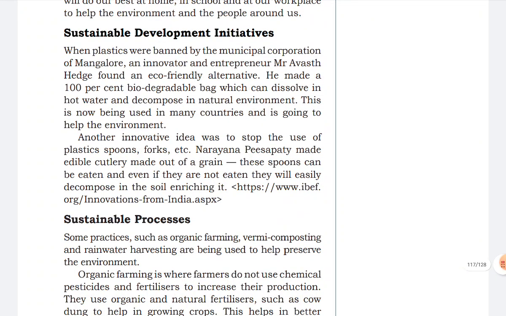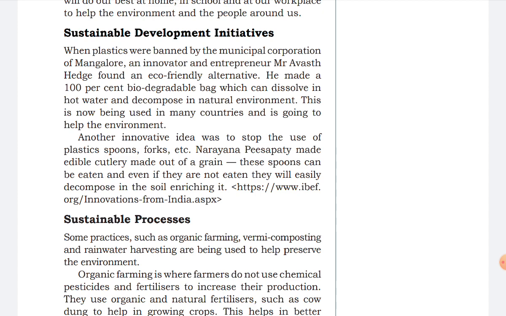Sustainable Development Initiative. When plastics were banned by the Municipal Corporation of Mangalore, a city in Karnataka, an innovator and entrepreneur, Mr. Avast Hedge, found an eco-friendly alternative. He made a 100% biodegradable bag which can dissolve in hot water and decompose in the natural environment. This is now being used in many countries and is helping the environment.